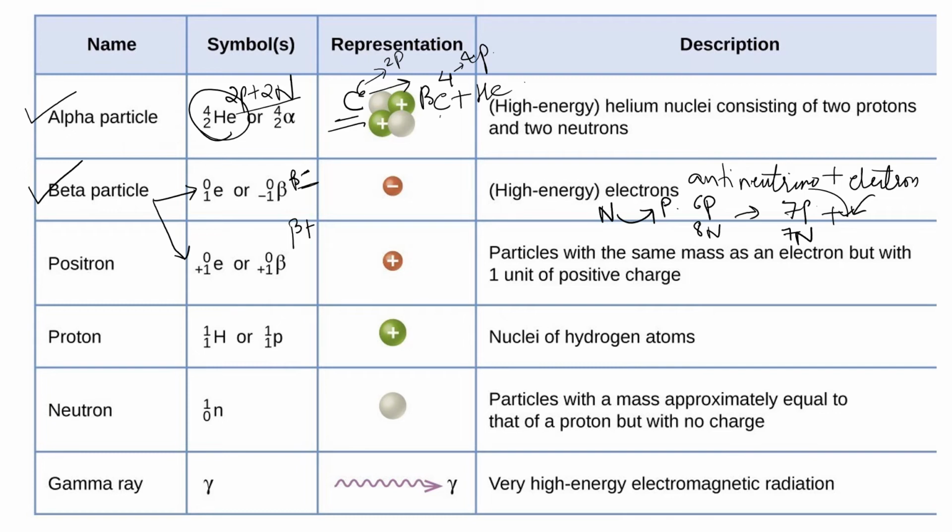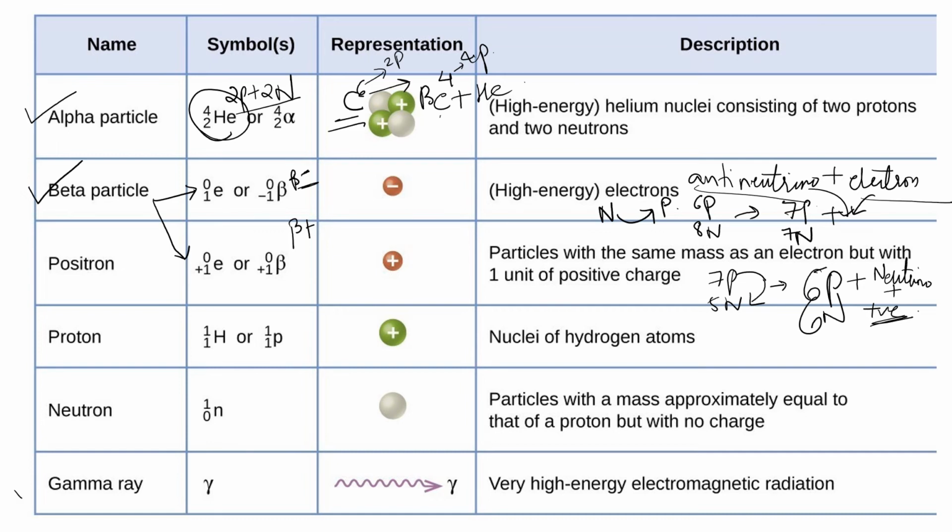And in beta positive decay, suppose there are 7 protons and 5 neutrons. A proton converts into a neutron. So now it turns into 6 protons and 6 neutrons, plus you have a neutrino and a positive charge. So over here you see that a neutrino and a positive charge are emitted out, and in beta minus decay the counterpart of the neutrino, that is the antineutrino, and an electron are emitted out.